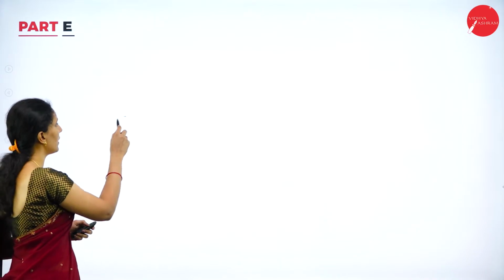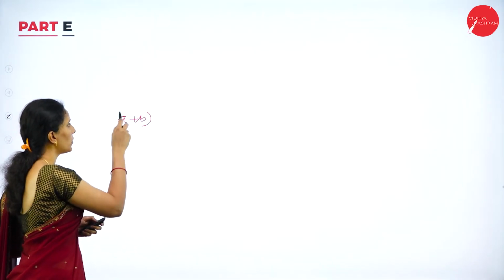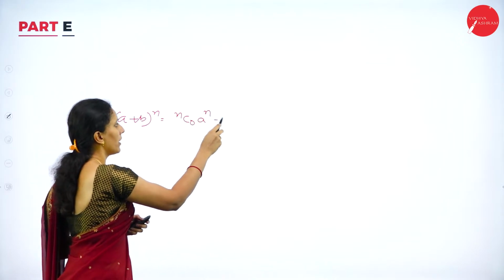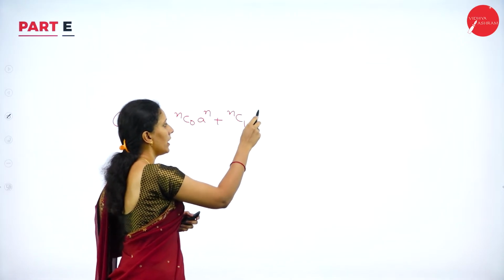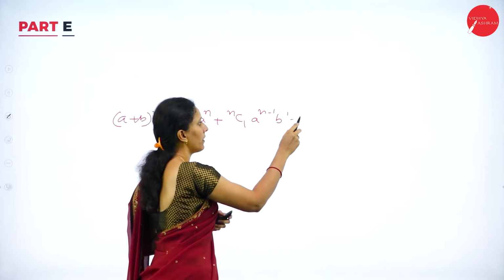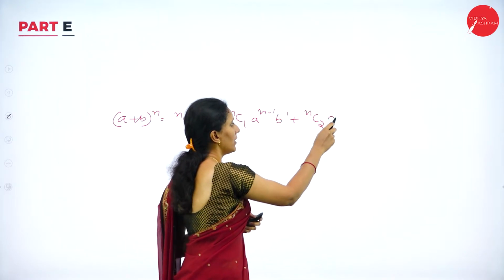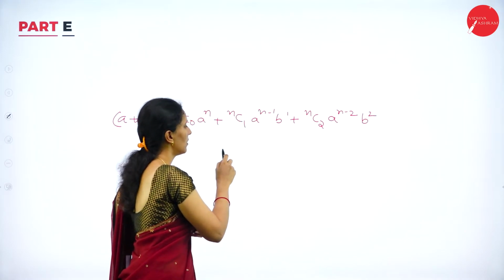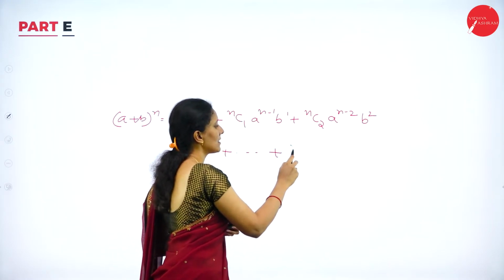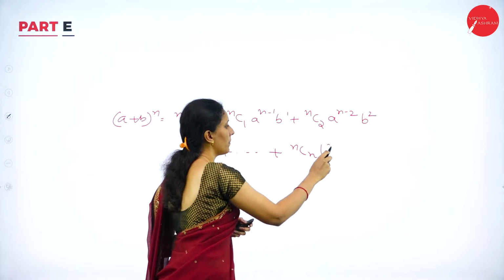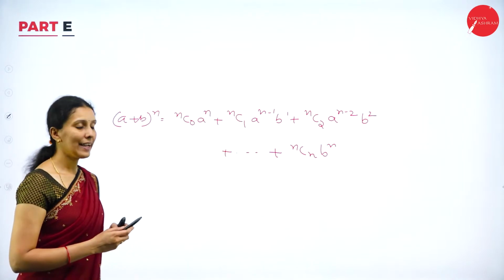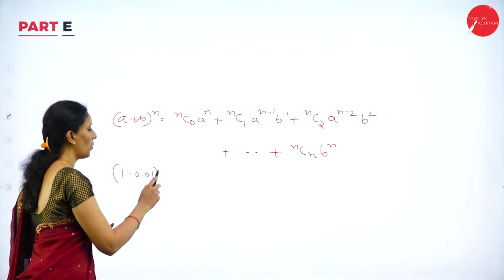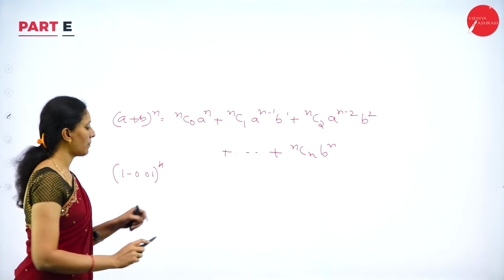We know binomial theorem is (a + b)^n is equal to nC0 a^n, nC1 a^(n-1) b^1, nC2 a^(n-2) b^2, plus etc. The last term is nCn b^n. Since 0.99 is given, you can take this as (1 - 0.01)^4. So, you can expand here.